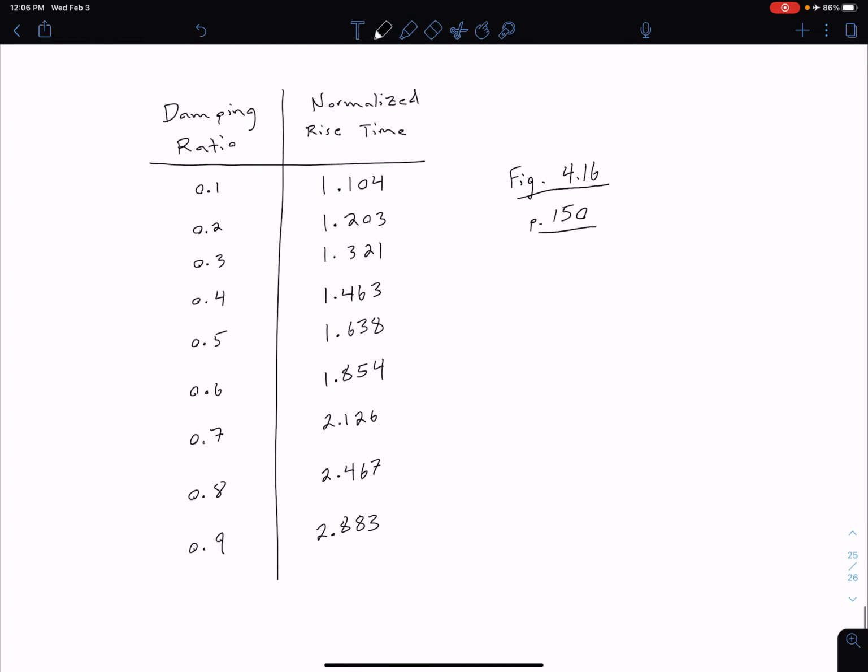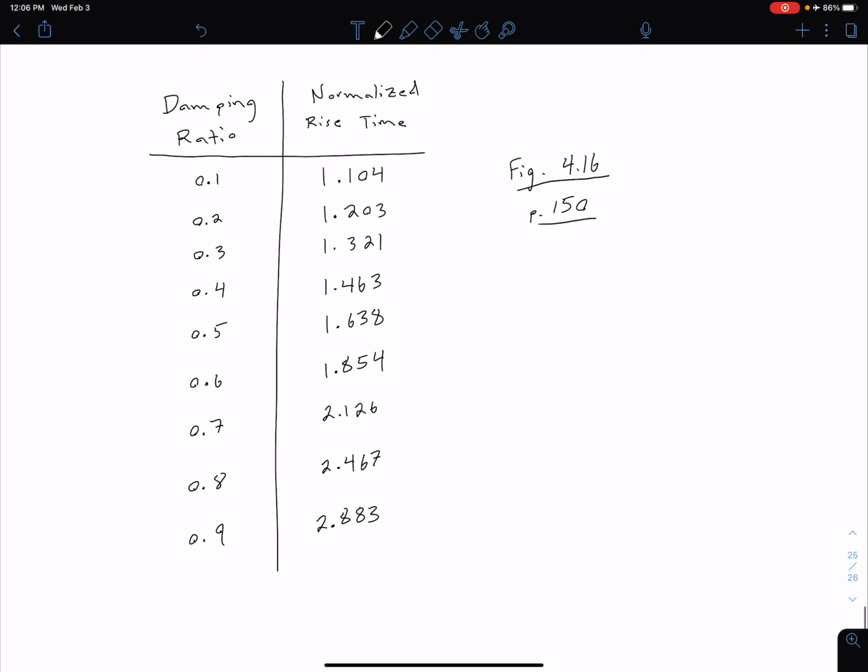And that is the correct page number as well. What we have in this table is, for various damping ratios in the left column, normalized rise times in the right column. The key word here is that these are normalized to frequency. So if you were to look at the plot, instead of just a time, it's been normalized to omega sub n times the time. We'll see how we deal with that in a second.